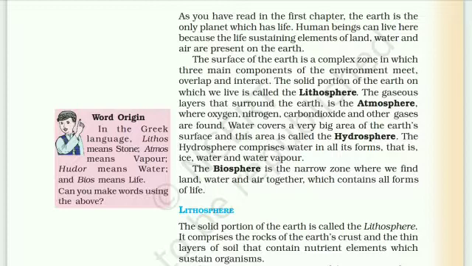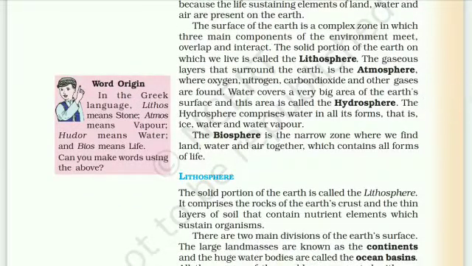So, the solid portion of the earth on which we live is called the lithosphere. The gaseous layer that surrounds the earth is the atmosphere. The area covered by water is called the hydrosphere. The zone, that area which contains all forms of life, is called biosphere. It is a narrow zone where we find land, water and air together, which contains all forms of life.